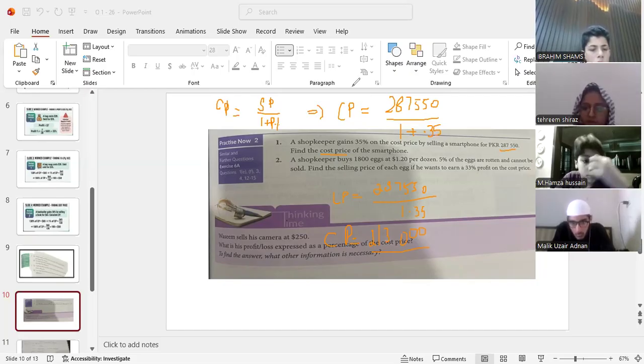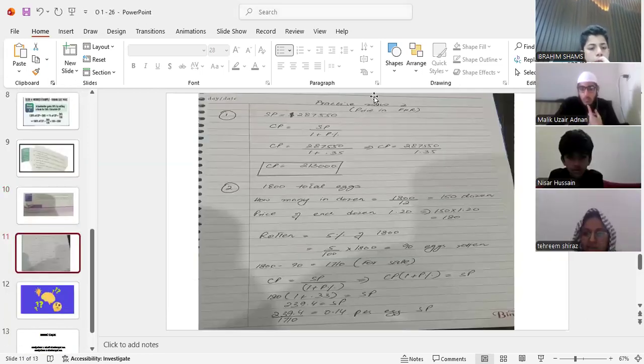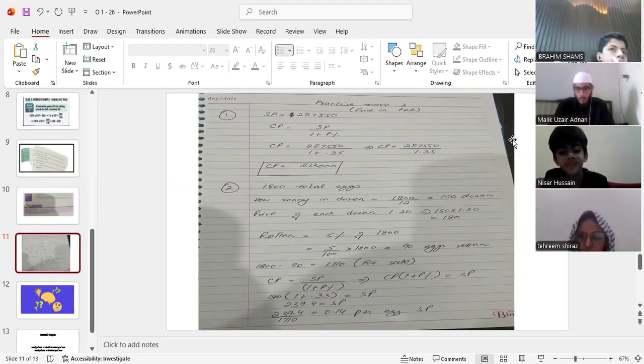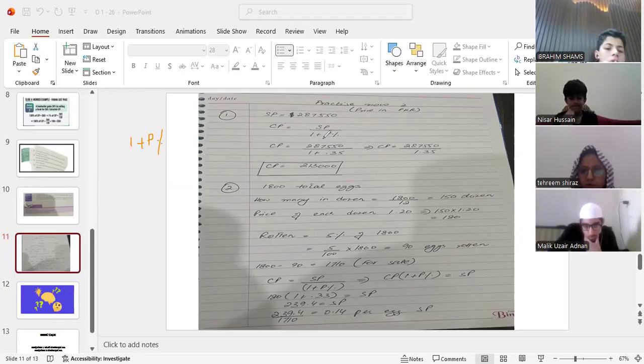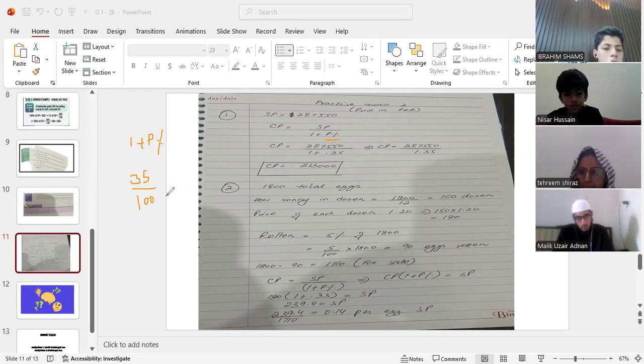Is this clear to everyone? I'm going to show you the working of this question. This is the working of this question. Yes, Uzair. Ma'am, how did you add the 1 in it? Okay, see this. We knew that it is 1 plus profit percent. This is the formula. The profit percent was 35%, and 35% means 35 over 100.